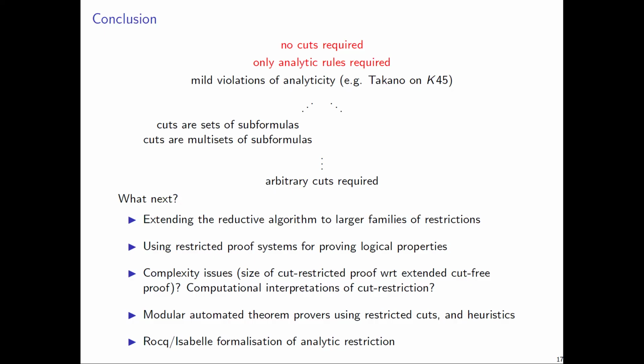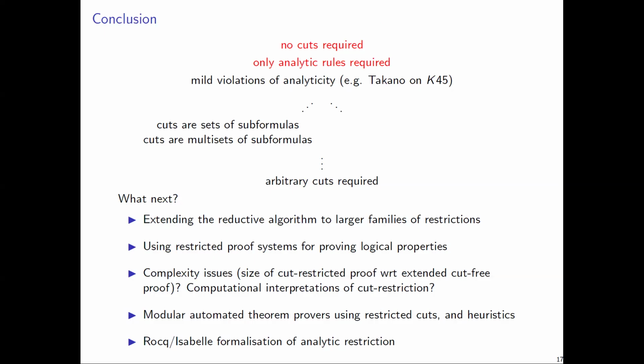It would be enticing to see: now that we have a nice representation of all of these proof systems just by changing the cut formula, can we get general interpolation arguments, or sufficient conditions for them? Complexity issues I mentioned here. Computational interpretations of cut restriction. What does it mean to say that the cut has to be restricted, a sort of Curry-Howard type of interpretation?